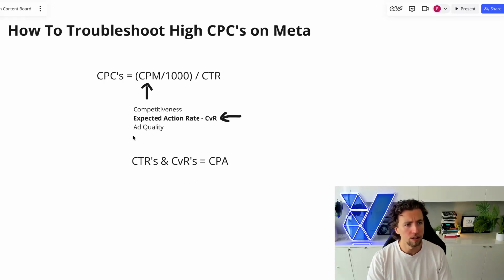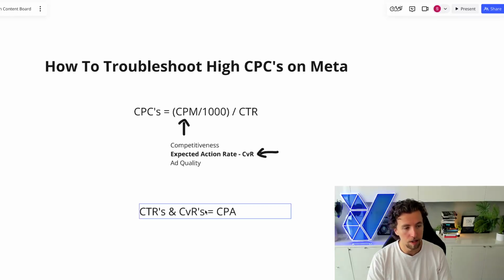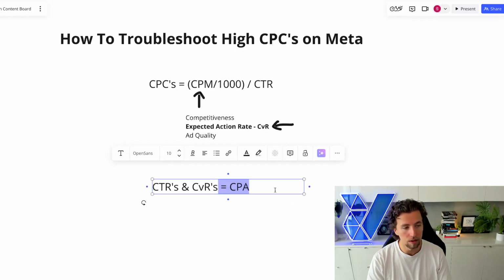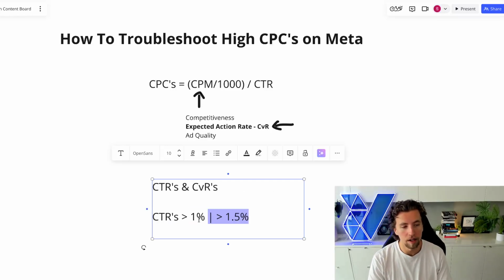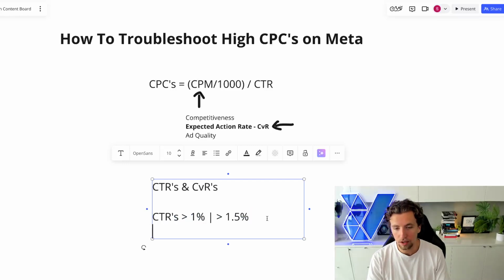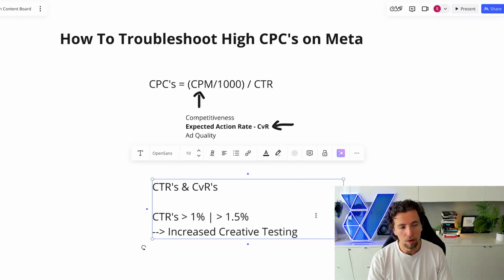So what can you actually do here? You're in this position. How do you troubleshoot it? Well, number one, you have to determine, is it CTRs or is it conversion rates that are actually letting you down? Now, as a baseline, you want your CTRs at above 1%, and in an ideal world, you really want them above 1.5%. Now, that's going to be a stretch. It's going to be hard to get 1.5% CTRs, but this is the range that you want to aim for. Now, if you're not currently in this range, how do you get there? Increased creative testing. And so you want to ramp up your volume.